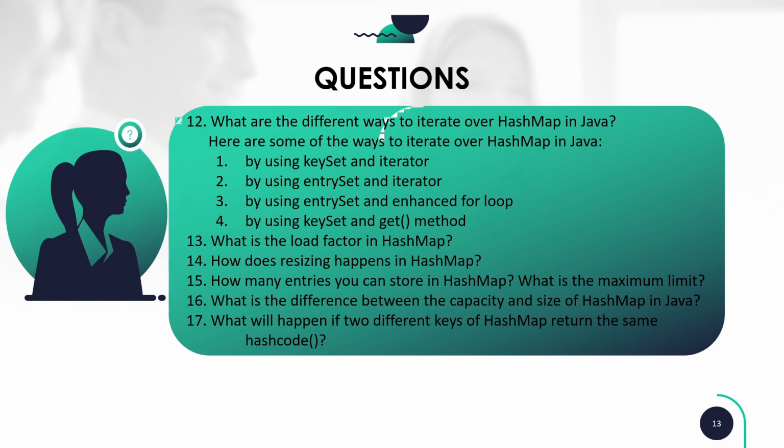What are the different ways to iterate over hash map in Java? So there are certain ways to iterate over hash map in Java. You can use the key set and iterator, or you can use the entry set and iterator. Along with that, you can also use an alternative approach by using the entry set along with enhanced for loop. And apart from that, you can also use key set and get method.